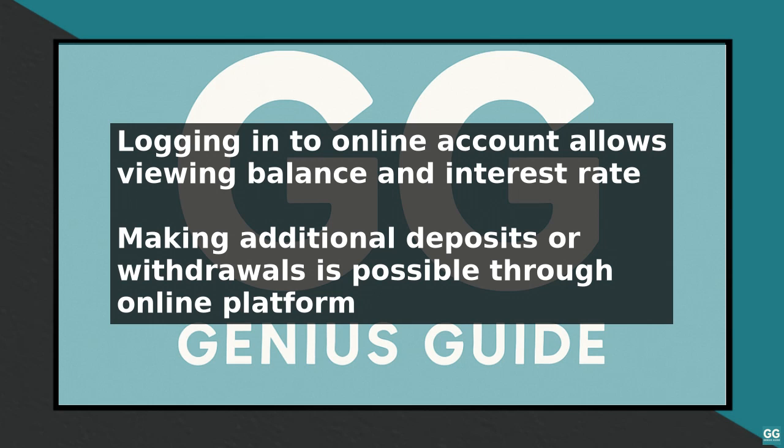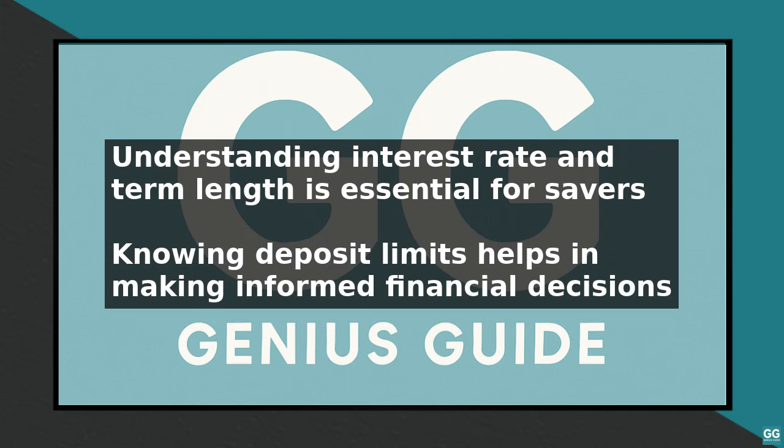It is essential to understand the key concepts related to a Zopa Fixed Saver, such as the interest rate, term length, and deposit limits. The interest rate is the rate at which your savings will grow. The term length is the period of time your money is locked in the account. And the deposit limits are the minimum and maximum amounts you can deposit.